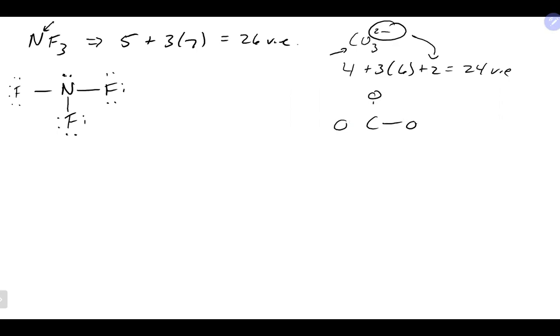Again, making a single bond to each of these would be 6 electrons. We would fill up the rest of them there. That would then be 8, 10, 12, 14, 16, 18, 20, 22, and 24. At this point, everybody's good except for carbon. It is short 2 electrons.